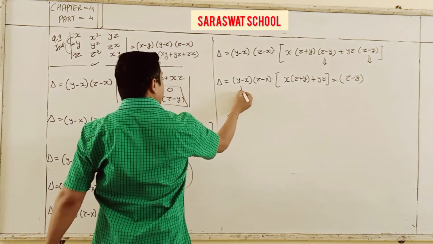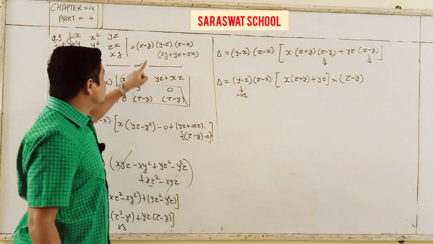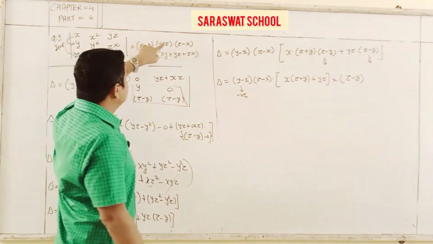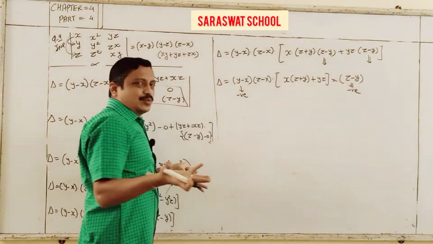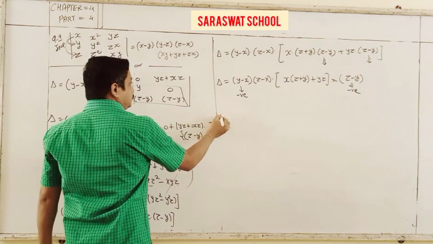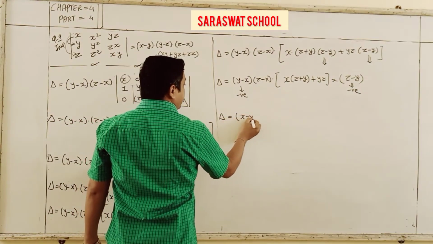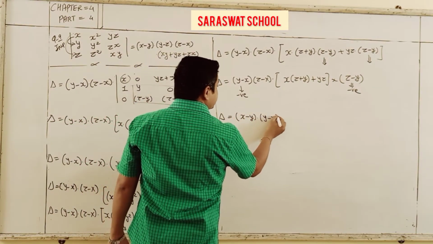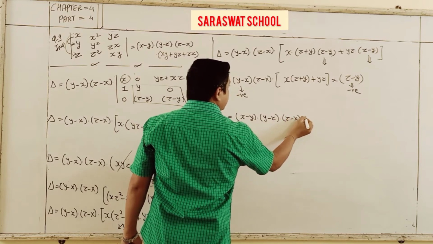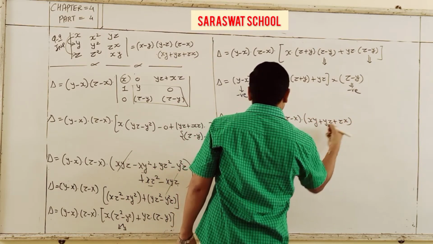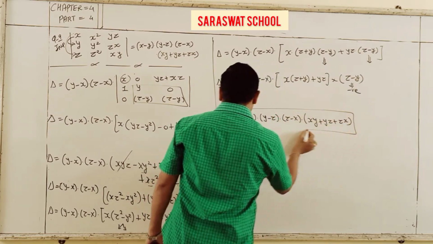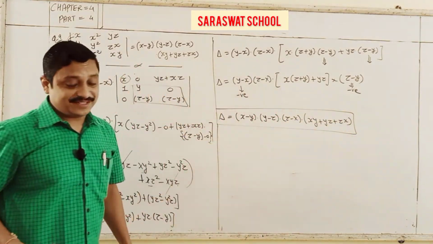Finally, here take minus common, you will create the first answer. Second, y minus z, here taking common, 2 minus common, you will get the answer. So x minus y, y minus z, z minus x, xy plus yz plus zx. That's your students' final answer.